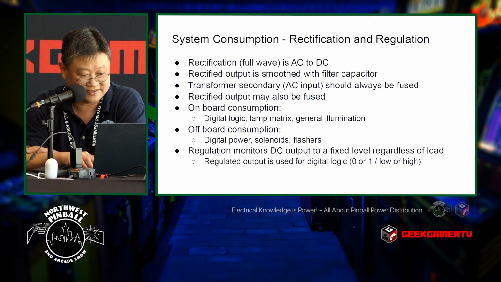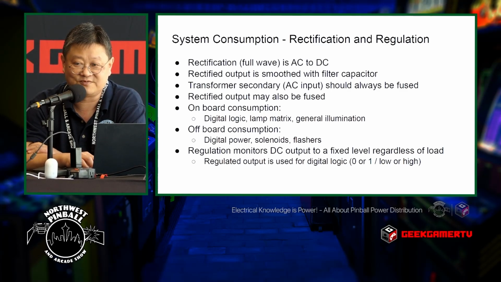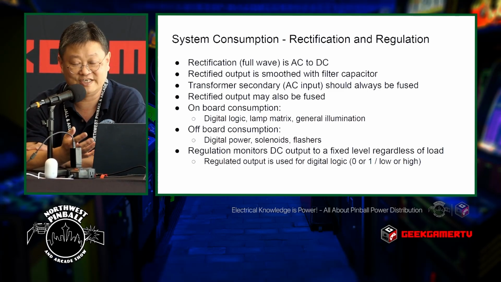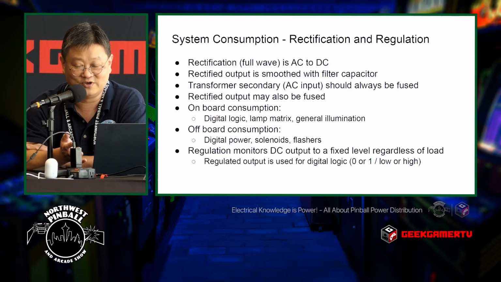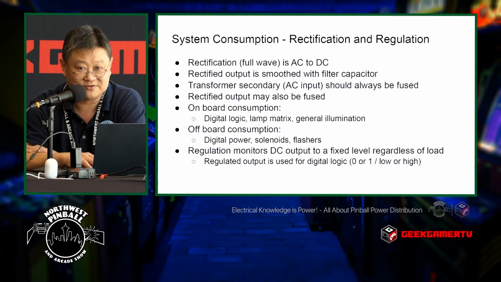Board consumption. Again, this is stuff I've actually just talked about. Digital logic, lamp matrix, general illumination. Sorry, I should go back. On-board consumption is where the power is rectified and then it is consumed directly on the board. Digital logic is where this happens. Off-board consumption is where the power is rectified, and it is consumed off the board in the machine on the playfield, such as solenoids. You will not have a solenoid on a board. There's no point for it. But this is just a differentiation of, again, following where the power goes, at what level. Typically, the higher voltages go off the board to power the solenoids. The lower voltages stay on the board for digital logic.